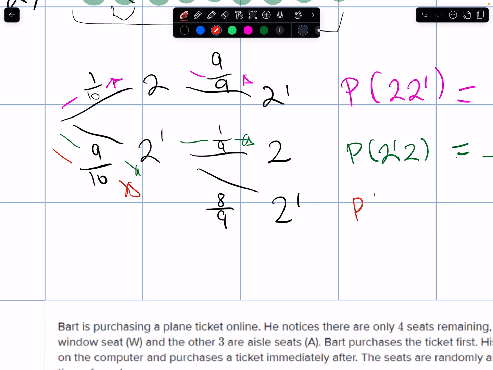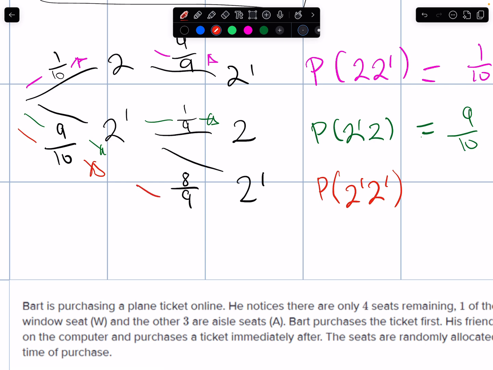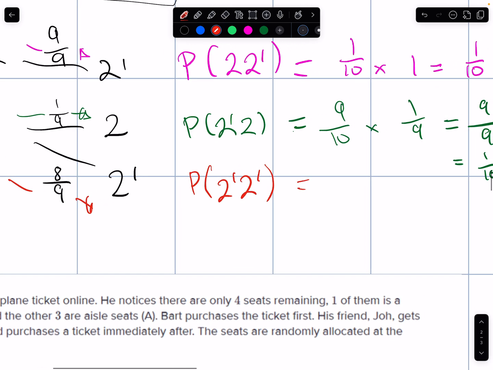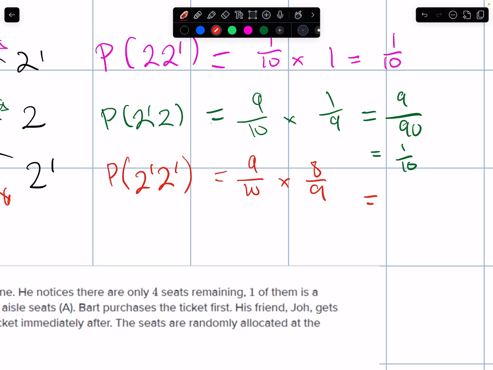yeah, the probability of choosing not a 2 and then not a 2, okay, is 9 out of 10 multiplied by 8 out of 9 is equal to 9 times 8, 72 over 90, which would simplify down to 8 out of 10, because you can divide both by 9. Cool. Which is 1 plus 1 plus 8, which is great.